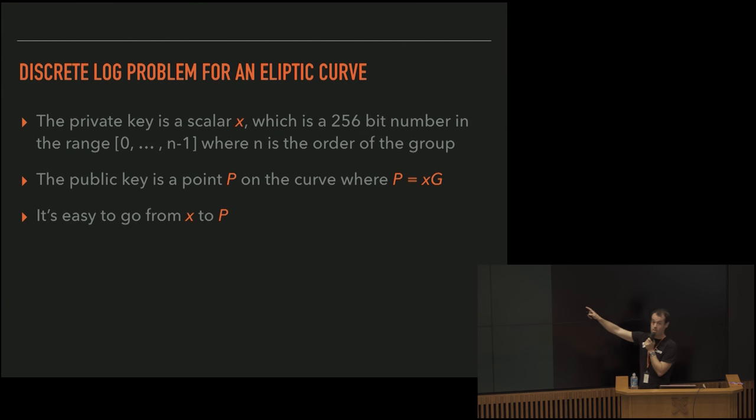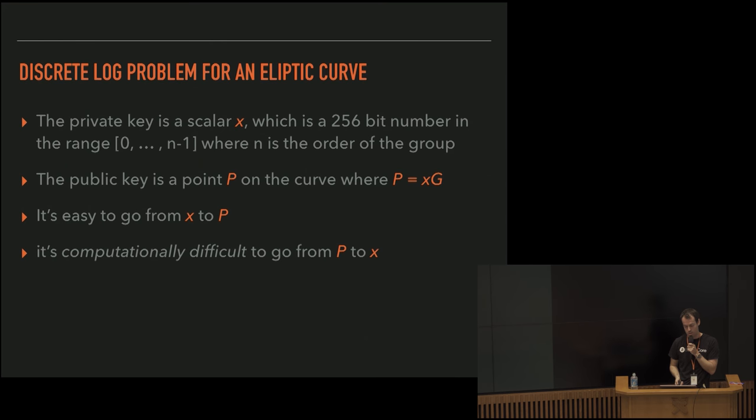Okay, so if you have x, you can very easily find P. P is a public key. But if you have P, I assert it's difficult, or computationally difficult, to find x.